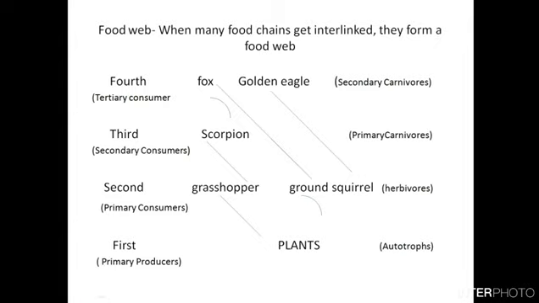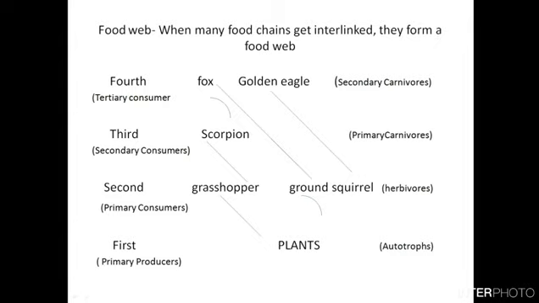Now let us take the example of plants here. They are the autotrophs or the first level, or they are the primary producers. So the plants capture energy from the sun and store it in their leaves and stems. Then it can be consumed by the primary consumers. This is the second step. Primary consumers may be grasshoppers or ground squirrels. As these animals are directly dependent on the plants, they are also known as herbivores, those animals that depend on plants only.